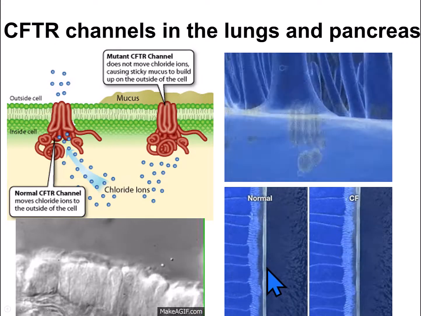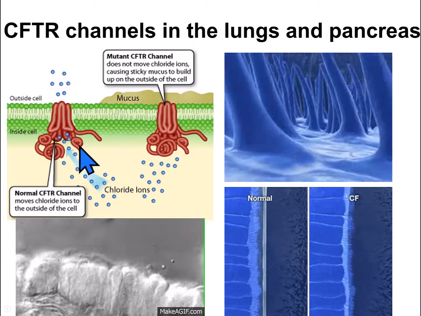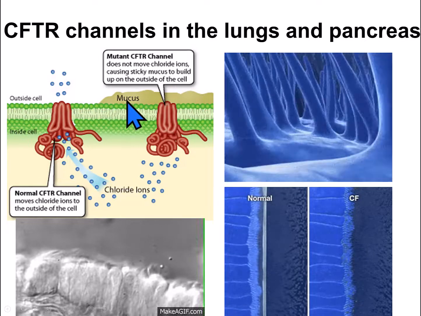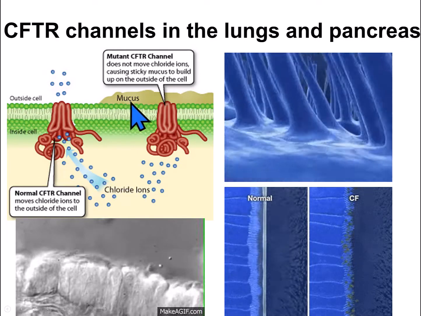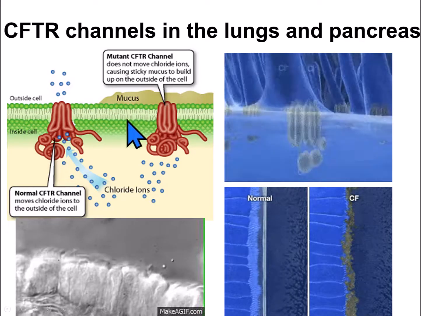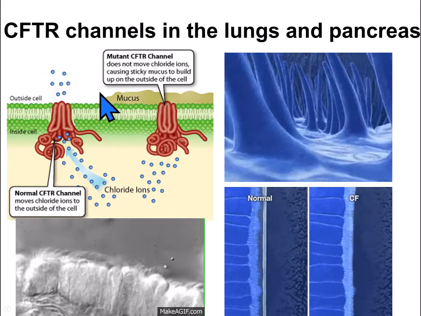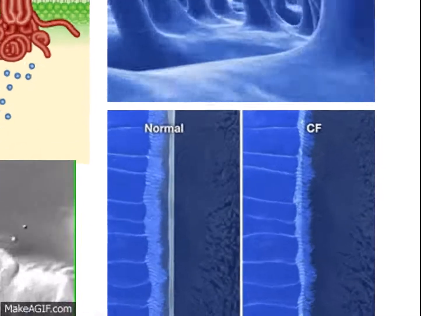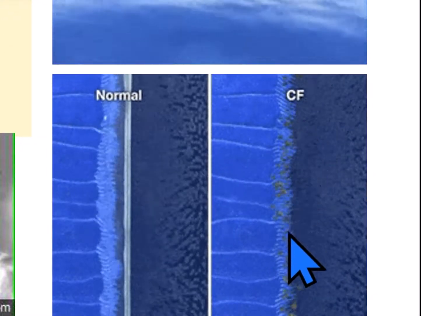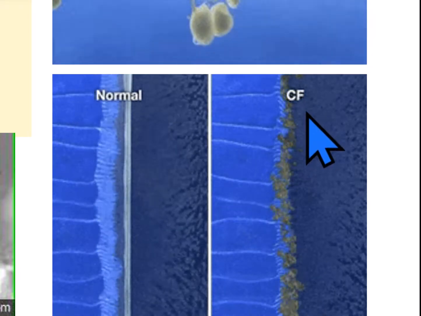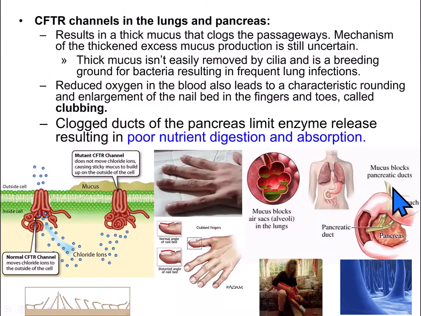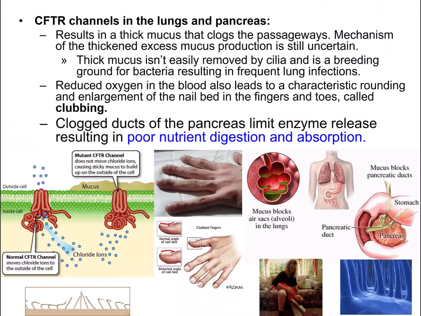But what happens if you have cystic fibrosis, and these chloride channels aren't working correctly? Well, the mucus still gets produced, but it's really thick. And it can't be loosened up or watered down because the chloride channels aren't pumping the chloride across, so water doesn't follow that salt by osmosis. That results in a real thick mucus buildup here, and then the cilia can't move it along. So CFTR channels in the lungs and the pancreas, this results in a thick mucus that clogs the passageways. The mechanisms of the thickened excess mucus production are still uncertain, although what I just described is a lot of what we know. But there's still a lot that we don't know about this.